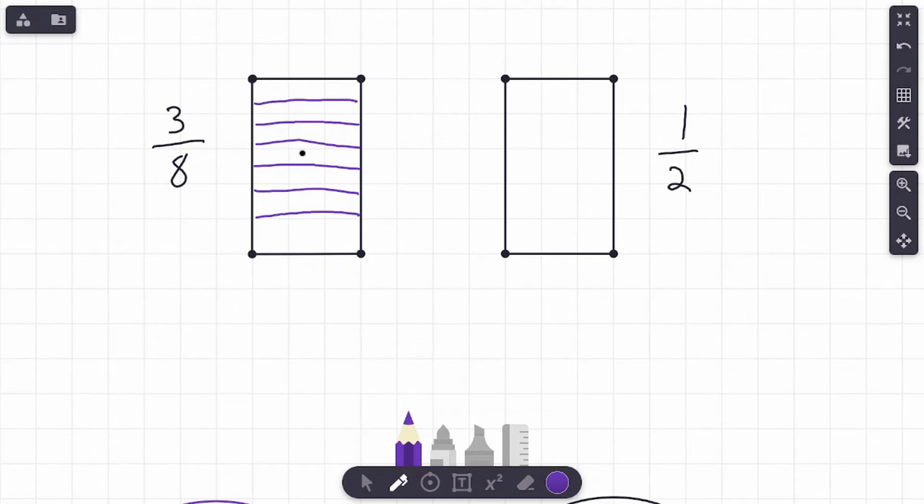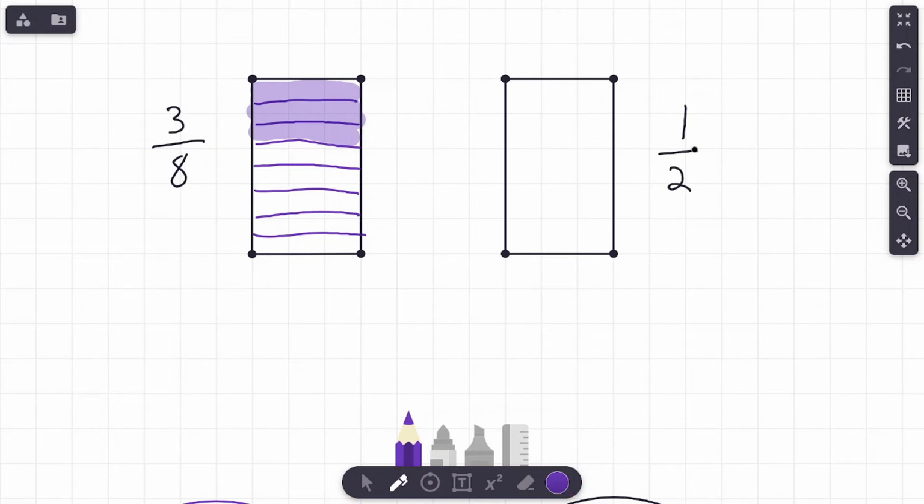1, 2, 3, 4, 5, 6, 7, 8. How did I do? 1, 2, 3, 4, 5, 6, 7, 8. Let's go. All right, how many am I coloring in? I'm coloring in 3 of them. So here's 1. Here is 2. And here is 3. All right. So we've got 3/8 here represented on the left.